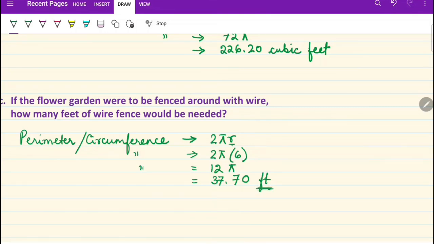Now, keep in mind when we are talking about perimeters and circumferences, the unit is just going to be feet because it's just one dimension, a single dimension. We are just talking about the length in a perimeter or in a circumference. Therefore, it's not going to be square feet. It's not going to be cubic feet. We are not dealing with areas or volume. We are just dealing with perimeter, which is the length all around a certain shape. All right, so the answer is going to be that 37.70 feet of wire fence would be needed to fence the flower garden.